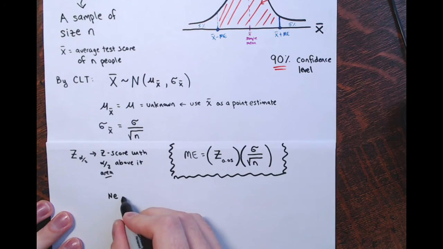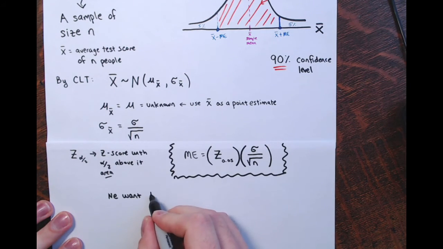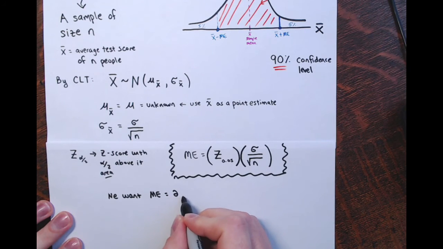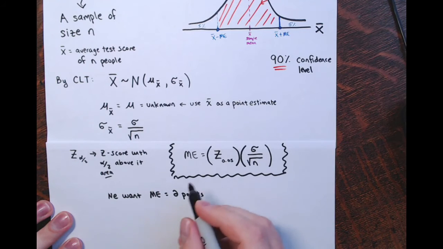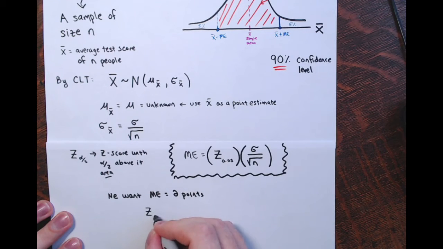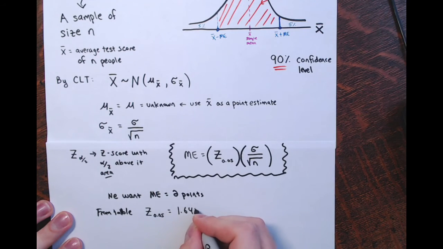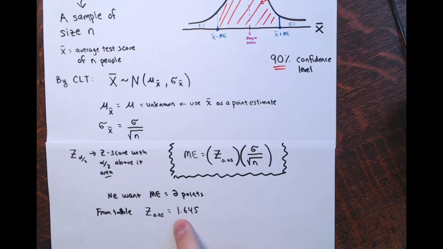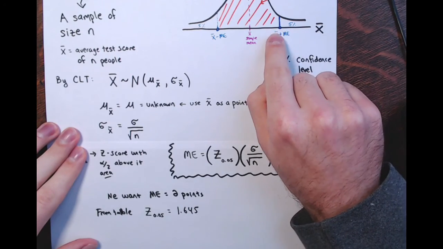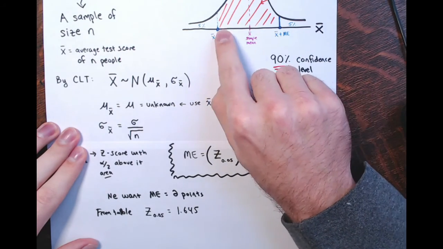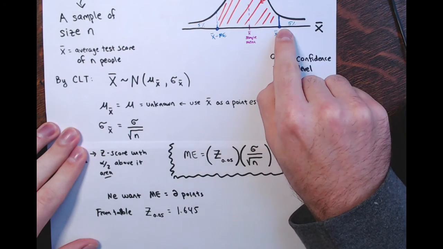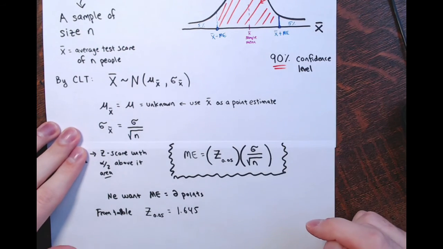We're asked for a margin of error of 2 points, so I'll put in 2 for the margin of error. Z 0.05 we can find from the table that's provided here, and it is 1.645. All that means is that this upper value and this lower value of the confidence interval are 1.645 standard deviations above and below the mean.